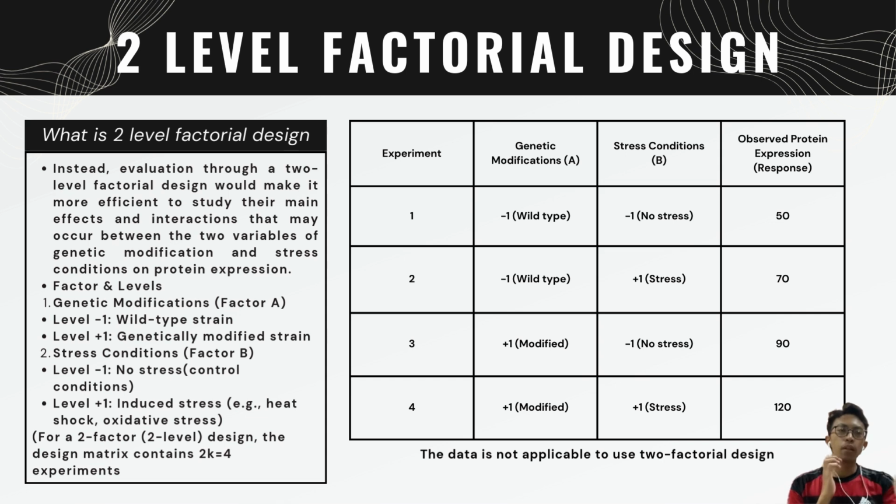Other than that, in conclusion, a two-level factorial design is a simple but also powerful experimental framework. By testing factors at two levels, it helps us to understand not only the individual effects, but also the interactions between factors. Whether we are in biology, engineering, or any other field, this method can save time and also provide valuable insights. That's all from me.